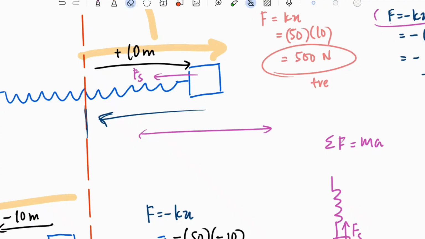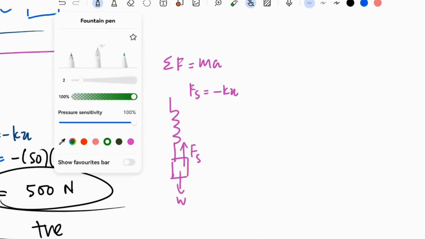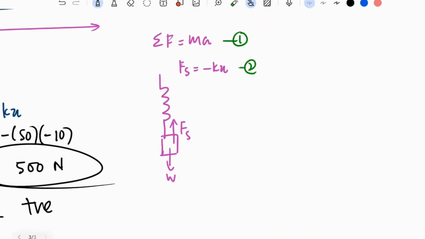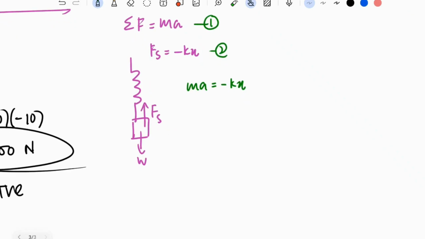So Fs equals negative kx, right? So we can equate the first one and the second one, because the total force is just negative kx, because we have no other force. So ma equals negative kx. I want to make my acceleration, a, the subject of the equation. So I write a equals negative k over m, times x.